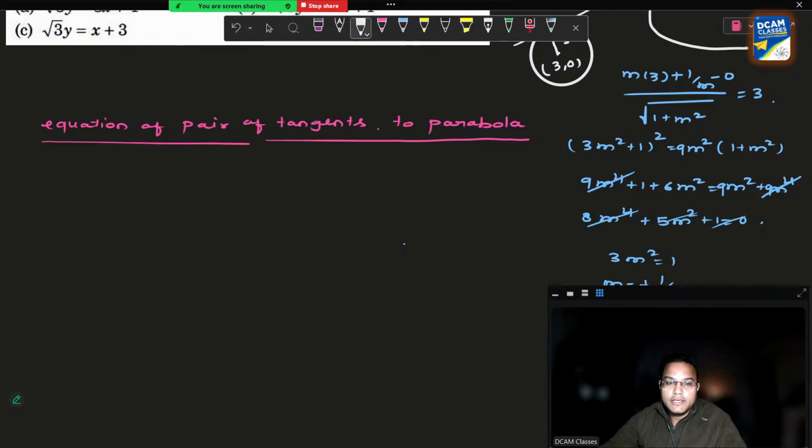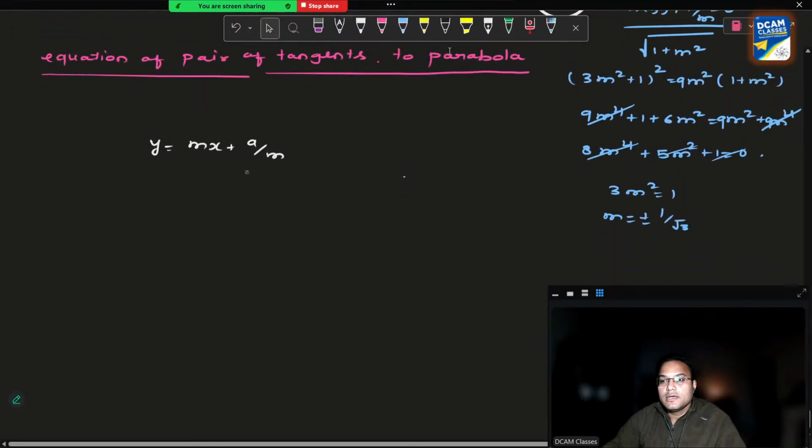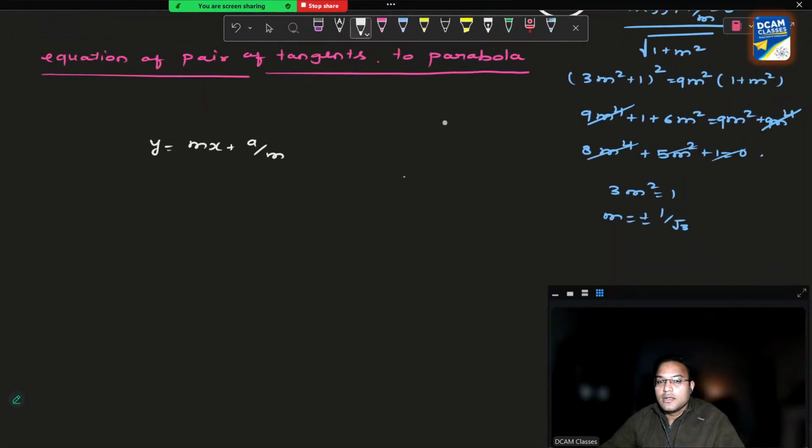So the equation of tangent you should get is y is equal to mx plus a by m. A is 1 anyway. Root 3 y is equal to x plus. So you will get y is equal to x by root 3 plus 1 by root 3. This is one equation. The other equation you will get is y is equal to minus x by root 3 minus root 3.